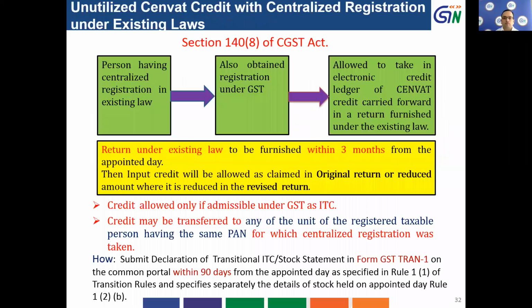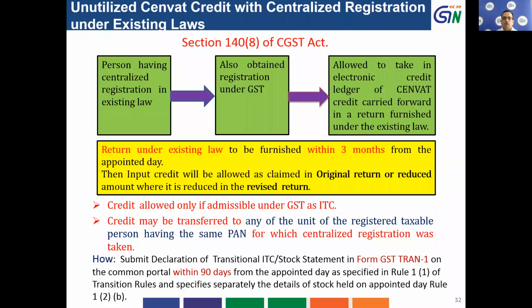service distributor. Now we are going to talk about section 148 of the CGST Act, which talks about centralized registration. So if there is a person who has a centralized registration in the existing law, and has obtained registration under GST, then he will be allowed to take credit in his electronic credit ledger of the Cenvat credit carried forward in a return furnished under the existing law. And the return under the existing law is to be furnished within 3 months from the appointed date. Then input credit will be allowed as claimed in the original return, or the reduced amount where it is reduced in the revised return. So if he is reducing his original return, then that input credit will be accordingly revised.